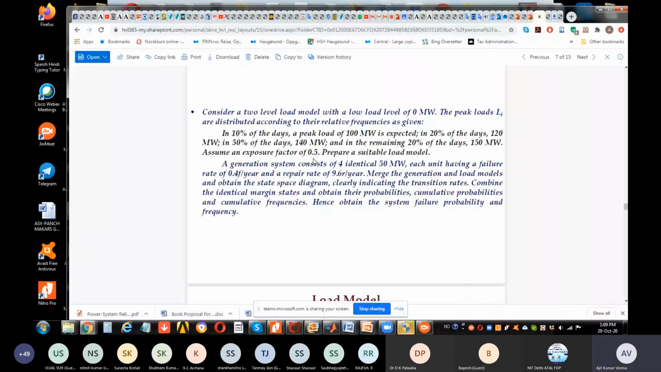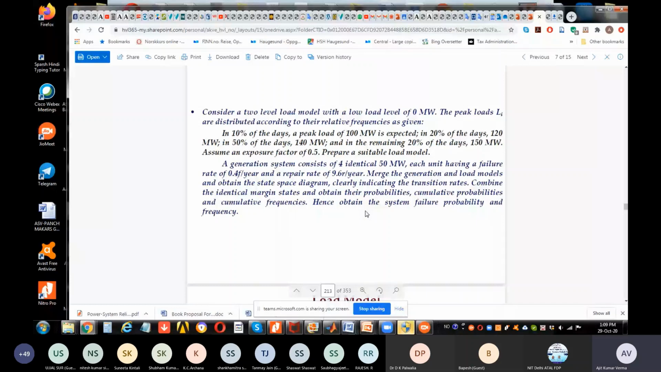And now this is what we already know by way of COPT, and we have used this example of four identical 50 megawatt units with the failure rate and repair rate. Combine the identical margin states and obtain the probabilities, cumulative frequencies, hence obtain the system failure probability and frequency. This is the bottom line. We need to find out what is the system failure probability. This is the load profile, this is the generation profile, and this is what is required: system failure probability and frequency.